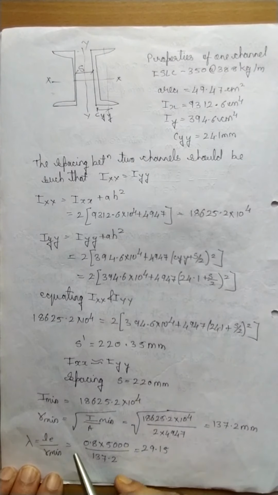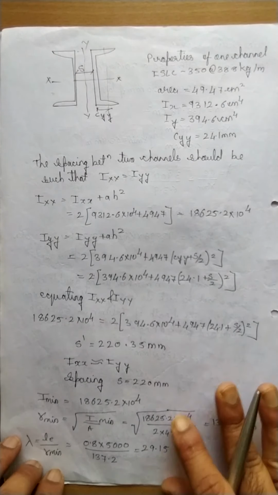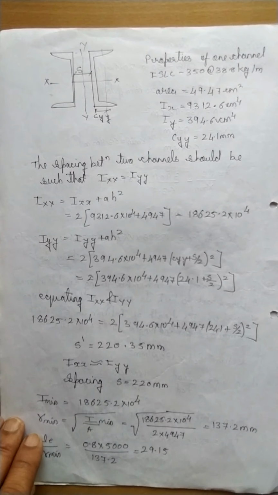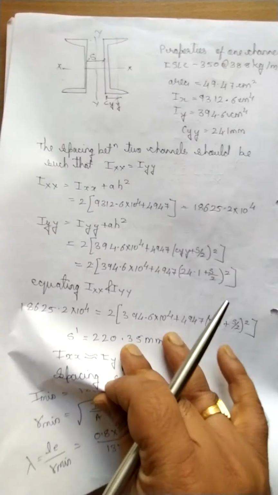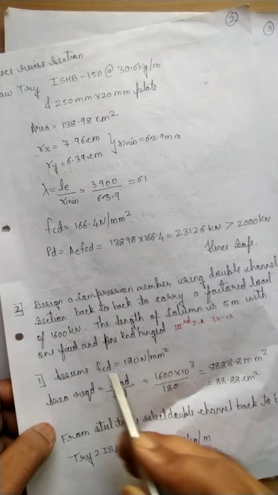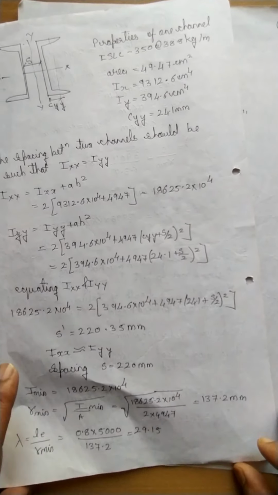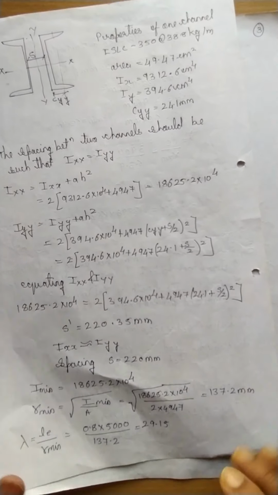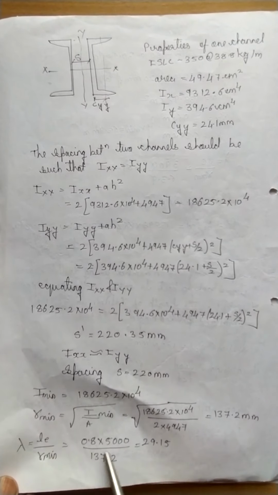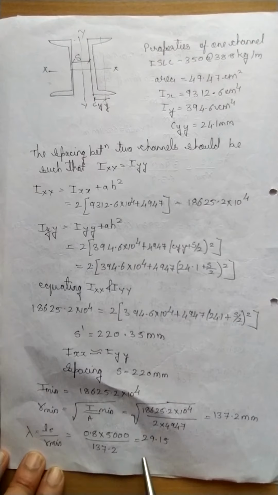So lambda is nothing but LE upon R minimum. However, this question says that it is one end fixed and one end hinged. So here it is clear, one end fixed and one end hinged, so the effective length for it is 0.8 of L. So 0.8 of this, divided by R minimum. So I am getting lambda equal to 29.15.